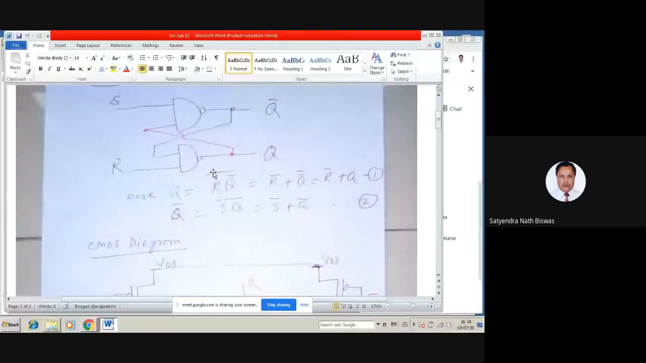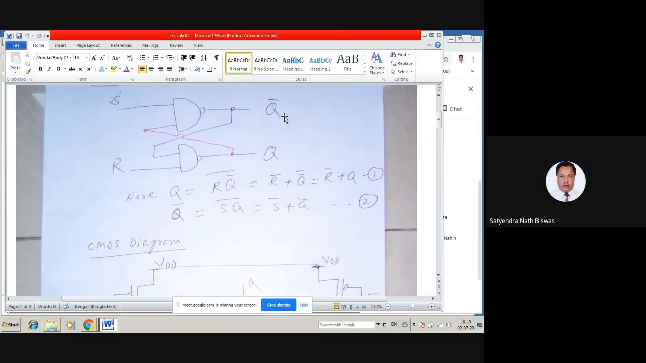So from here it looks very weird. So what we need to do, we can use De Morgan's theorem, right, to break it down. Here R Q bar, so it will be R bar plus Q bar and another bar, double bar. So it turns into then R bar plus Q. And this is so very simple. So we are just simplifying the equation number one, and simplifying the other equation for Q bar as well.